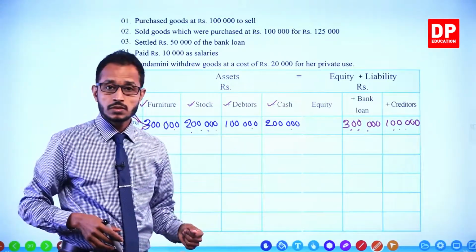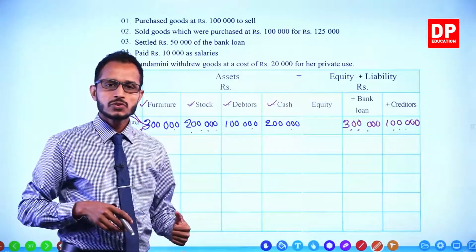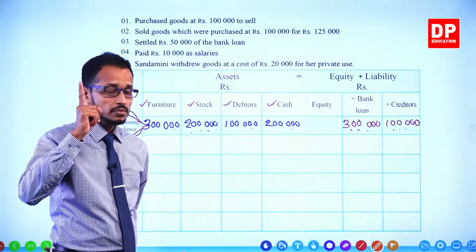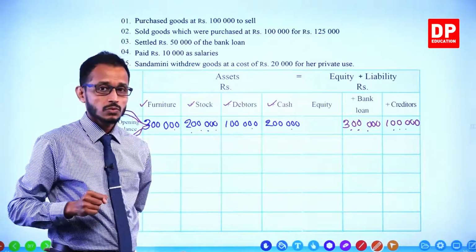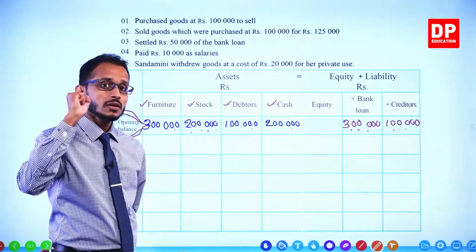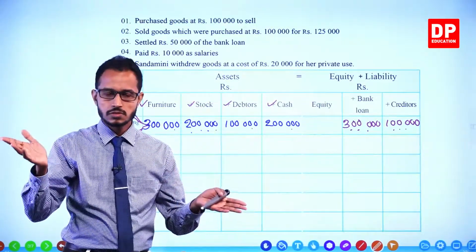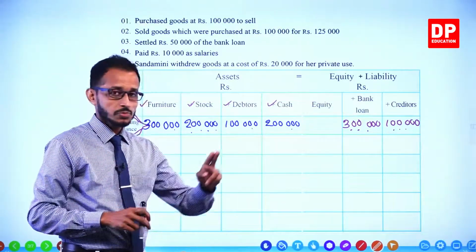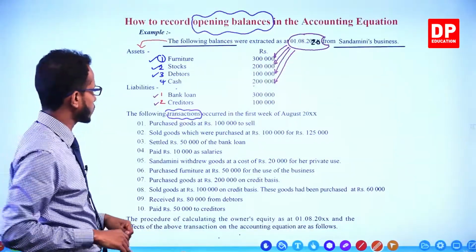Finally, we can move on to the transactions and record the effects, the impact of the transactions. We kick off the transactions with one thing in mind. My dear students, you should have this in your minds. Every transaction must have two entries, an increase or a decrease. Every transaction figure or value must be entered in two places. Okie dokie. Let's start with the first transaction.